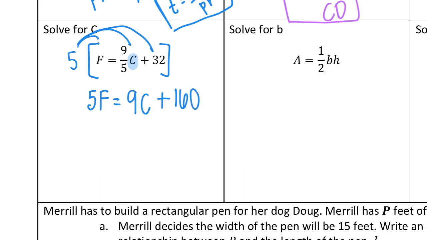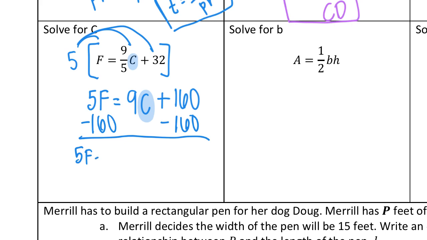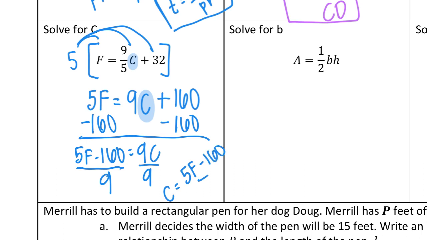Now we're still trying to solve for c, and we're going to continue on doing that. Go ahead and subtract 160. And then in your final step, divide by 9. So c equals 5f minus 160 divided by 9.